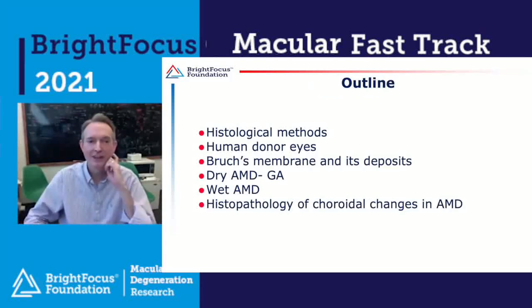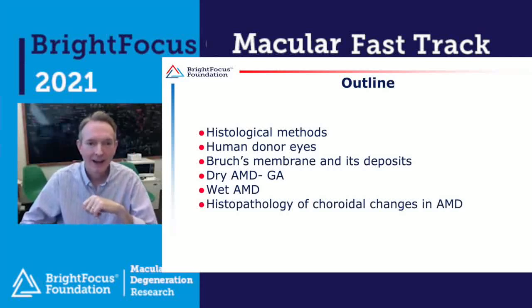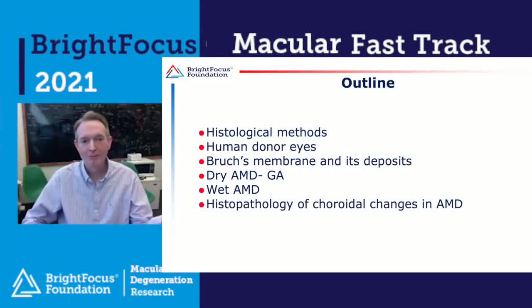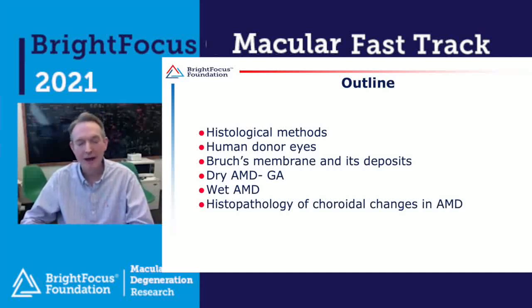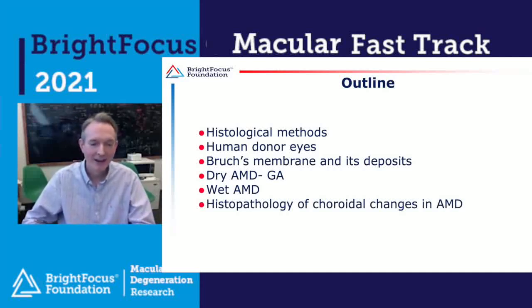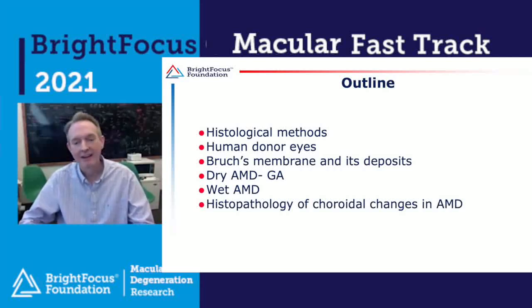So just to give you a brief summary about what I'm planning on speaking about this morning, I'm going to talk about histological methods as kind of an overview very briefly, the use of human donor eyes for research, and then we'll move on to Bruch's membrane and its deposits, dry AMD and wet AMD, and then some of the histopathological changes that we observe in the choroid.